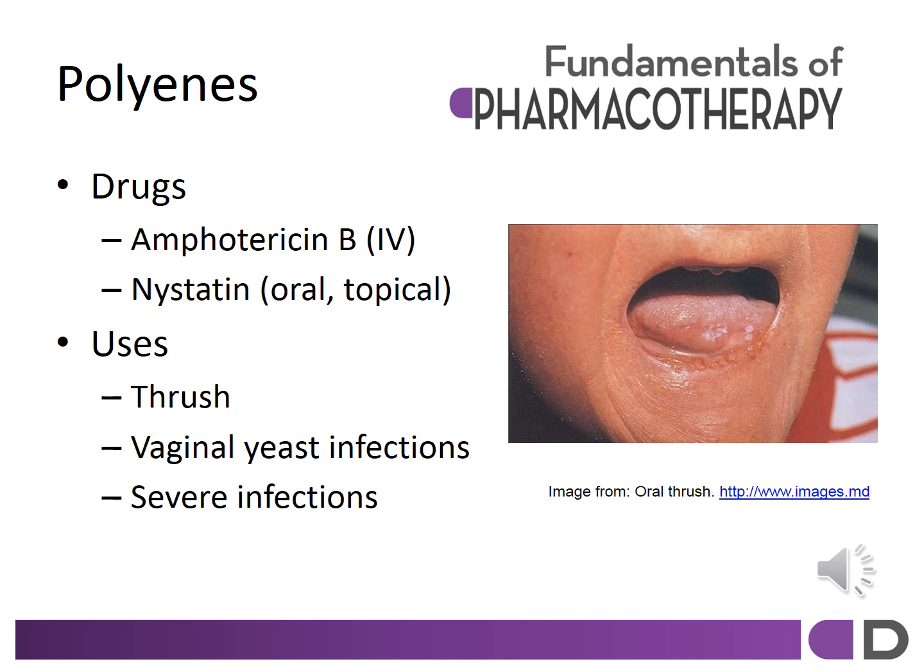Polyenes are a class of antifungals that are used to treat a wide range of infections. They can treat very common infections such as thrush and vaginal yeast infections to very severe infections. Nystatin is a medication that is used very commonly for oral thrush or yeast in the mouth. You simply swish the nystatin in the mouth, or it can be applied topically.